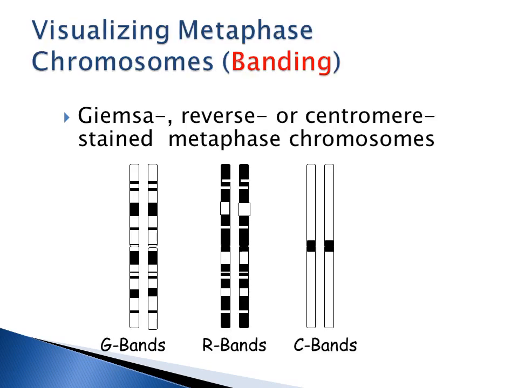So here's a schematic of your banding patterns of your chromosomes. And you have your Giemsa banding or your G bands. You have your C bands, your centromere banding, or your reverse bands, which is your R bands, which are the reverse of the G banding pattern. And these are stained metaphase chromosomes.